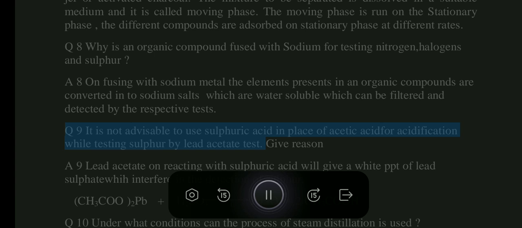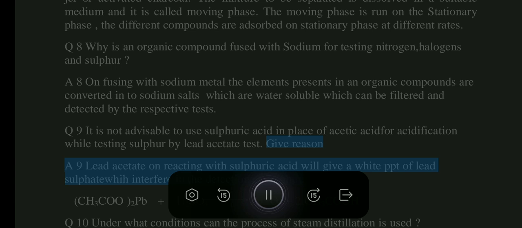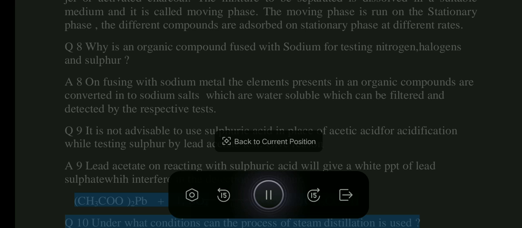Q9. It is not advisable to use sulfuric acid in place of acetic acid for acidification while testing sulfur by lead acetate test. Give reason. A9. Lead acetate on reacting with sulfuric acid will give a white precipitate of lead sulfate, which interferes in the detection of sulfur. (CH3COO)2Pb + H2SO4 → PbSO4 + 2CH3COOH. Q10. Under what conditions can the process of steam distillation be used?